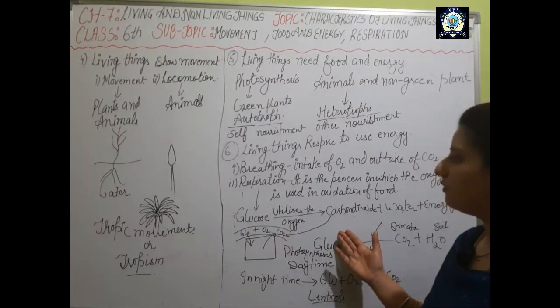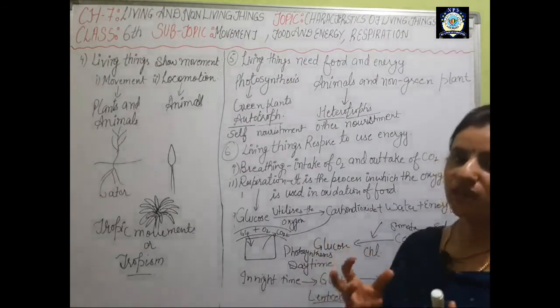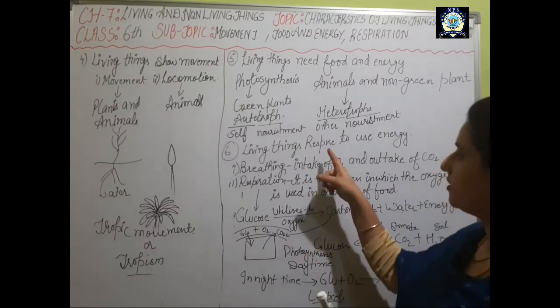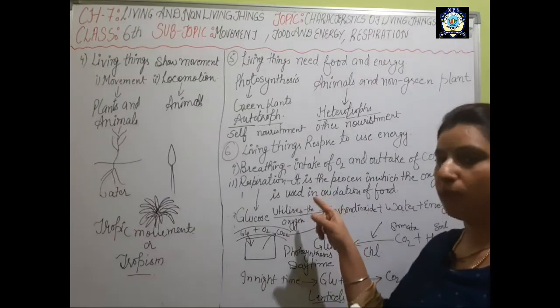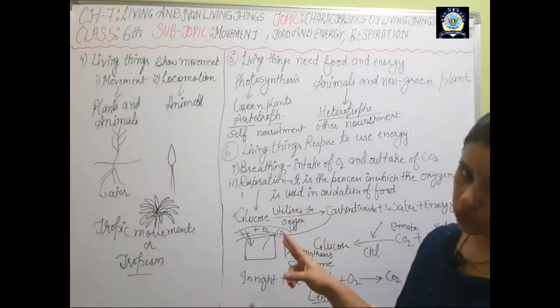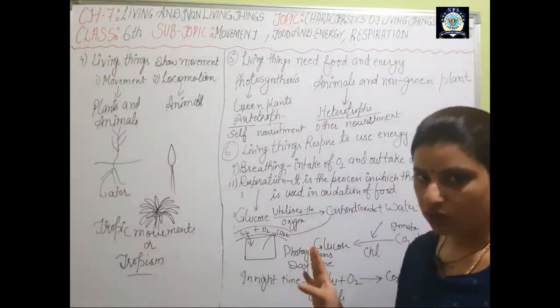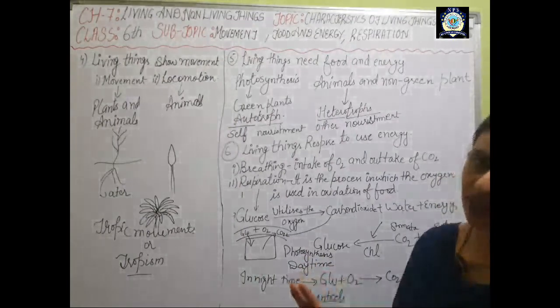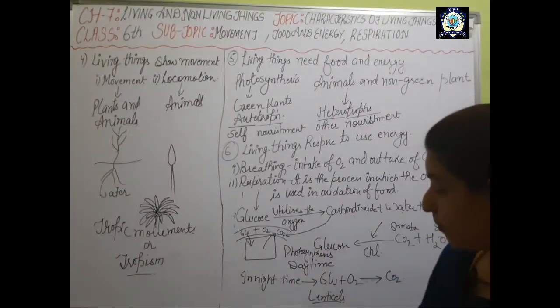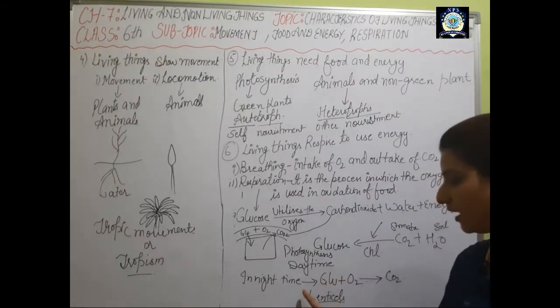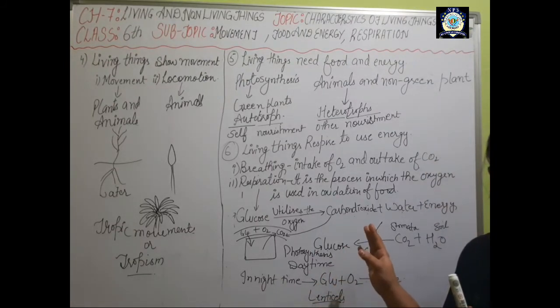And the last one we have done, that the energy which is produced inside the body should be utilized by the body with the help of a process called respiration, in case of plants and animals both. How? In animals, the respiration process goes on. There is no photosynthesis, they can't make their own food, they depend upon others. But in case of plants, in daytime photosynthesis takes place, and in night time respiration takes place.